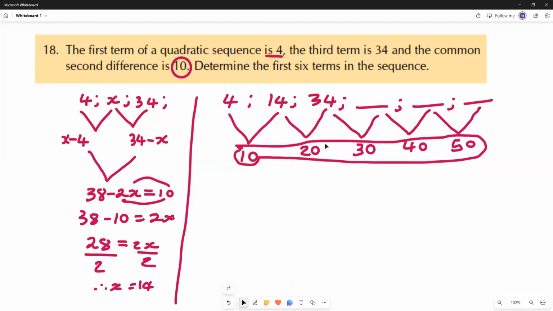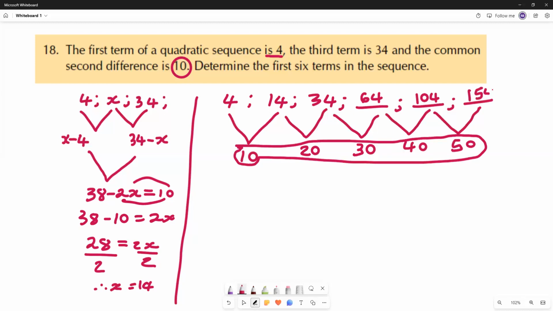Sharp. So now, I want you to observe something. 4 plus 10 gives you 14. 14 plus 20 gives you 34. 34 plus 30 will give you this term there. So it's 64 here. You see it? Right. I'm sure that makes sense. And then 64 plus 40 gives you 104, which is there. Right? And then this plus that gives you 154.